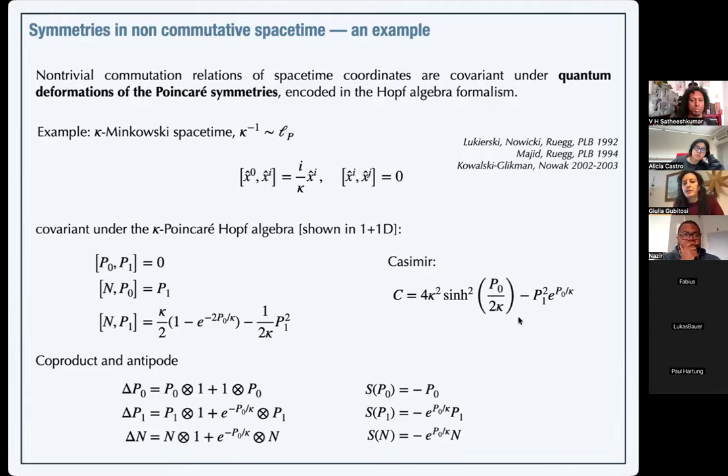Given an algebra, it's always interesting to look for the Casimir, so for the invariant combination of the generators. And you see, usually this would be just P0 square minus P1 square in the standard Poincaré algebra. Here it is a nonlinear function. And then you have this non-trivial coproduct and antipode that I talked about before, which basically means that you have a deformed action on multiparticle states of the generators.